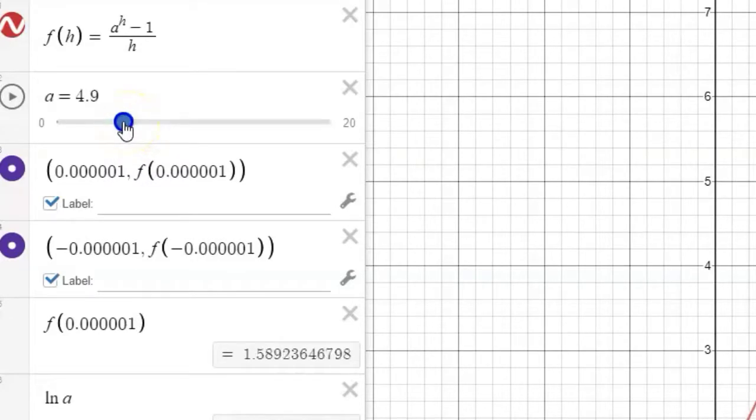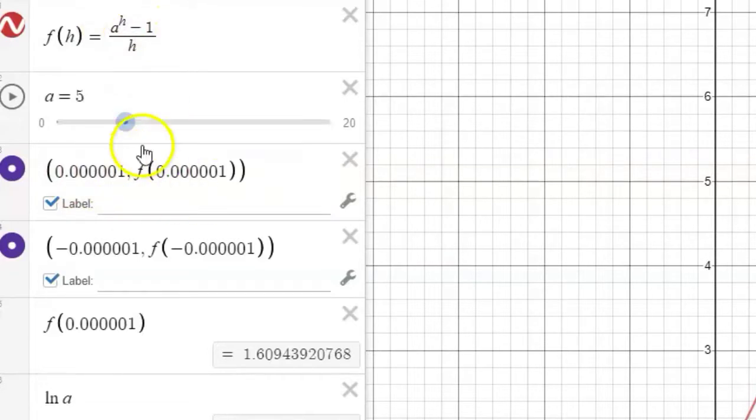So let's say the base was 5. If the base was 5, then that limit as h approaches 0 of a to the h minus 1 over h, that limit would be, look at what I've done here. I've entered in the point 0.000001 to kind of get at that idea that h is really, really small.